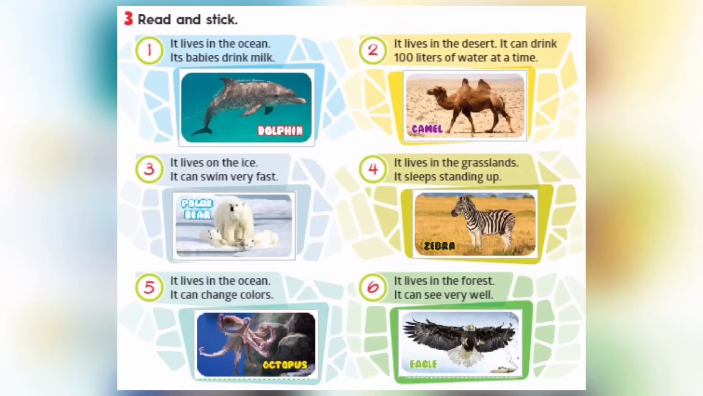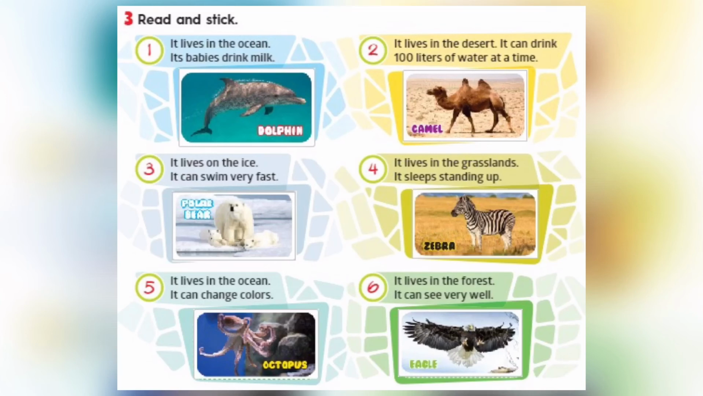So, now we are going to review the third question. A gente vai revisar a questão 3 aqui. Eu vou ler cada um e ver quais são os animais com vocês, certo? Starting with number 1. It lives in the ocean. Its babies drink milk. Ele vive no oceano e os seus filhotes bebem leite. This is the dolphin. Number 2. It lives in the desert. It can drink 100 liters of water at a time. Ele vive no deserto. Ele pode beber 100 litros de água de uma vez. This is the camel.